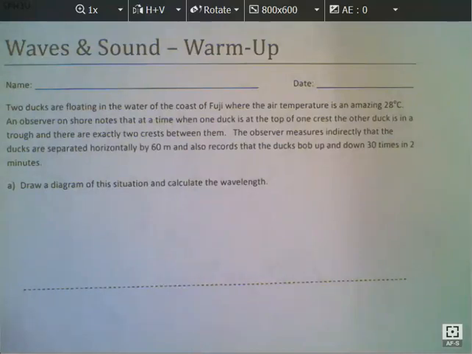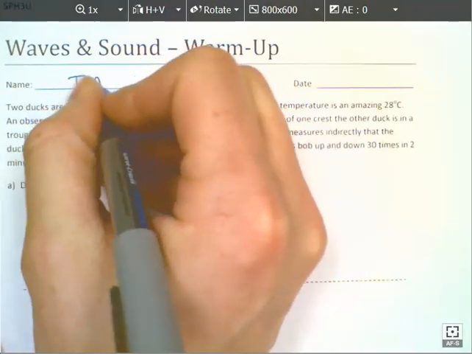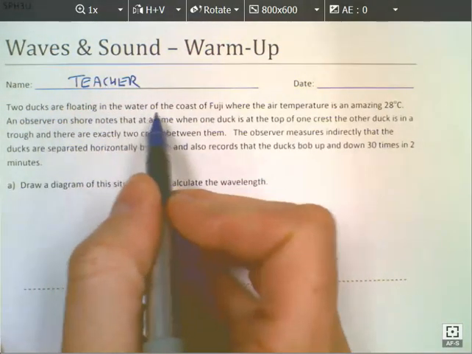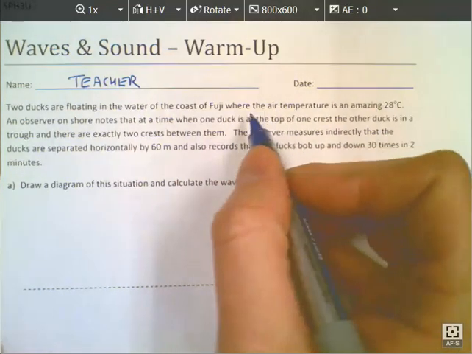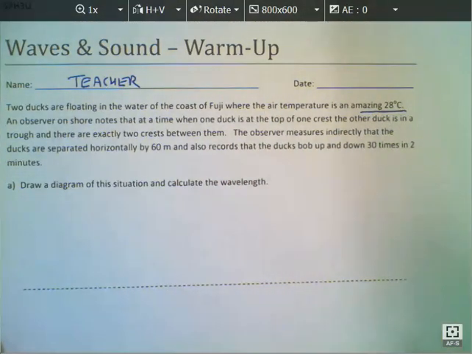All right, this is just a quick example for solving equations using waves and sound. So basically, what we've got here is there are two ducks floating in water off the coast of Fuji, where the air temperature is an amazing 28 degrees Celsius. This will come into play a little bit later.